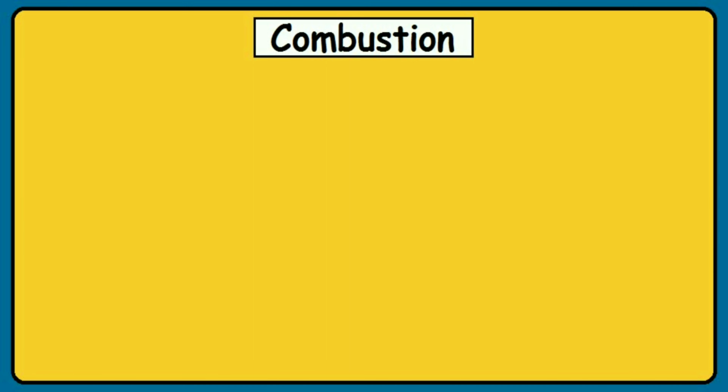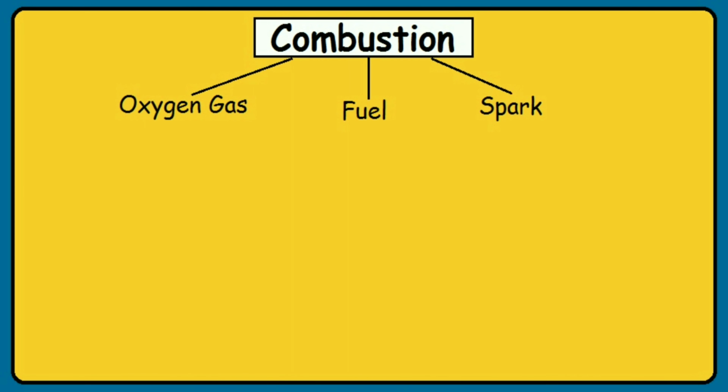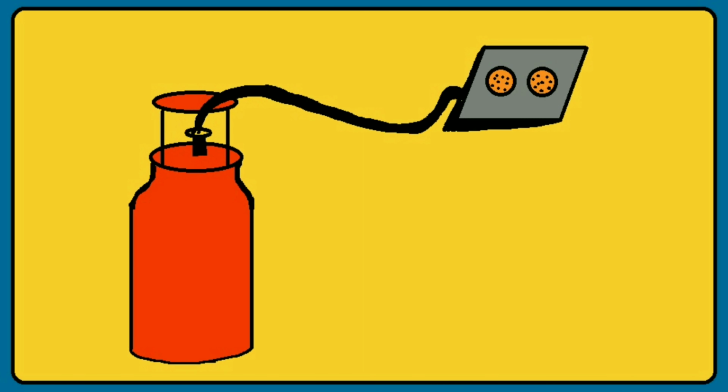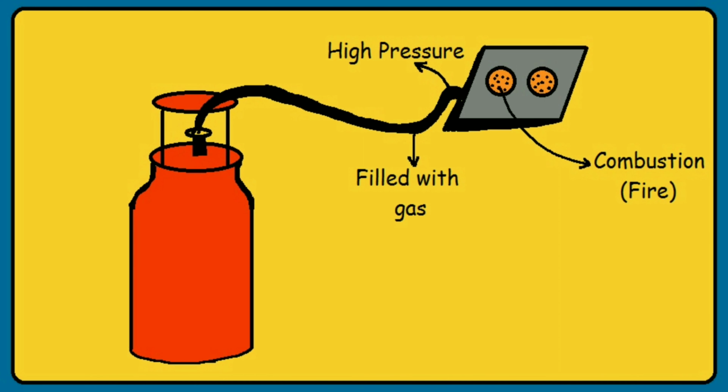Combustion or fire requires 3 things: oxygen, fuel and spark. In the case of LPG cylinder, there is fuel, that is the LPG gas, and spark, which is provided by you. But there is no oxygen inside the cylinder or the pipe. The gas butane is coming out with high pressure from the cylinder. Therefore, the atmospheric oxygen cannot reach the inside of the pipe or cylinder.